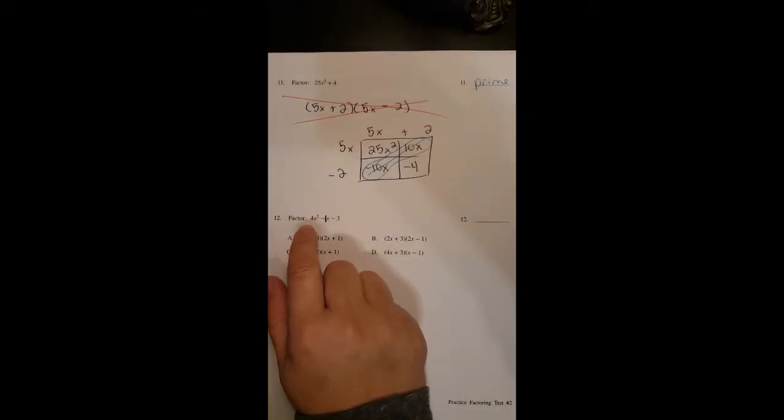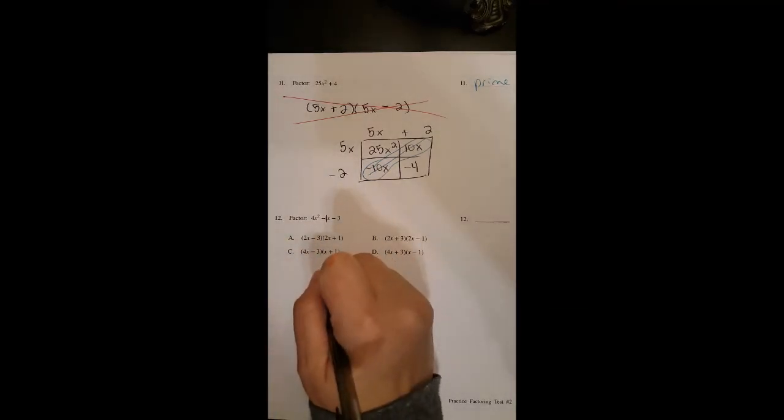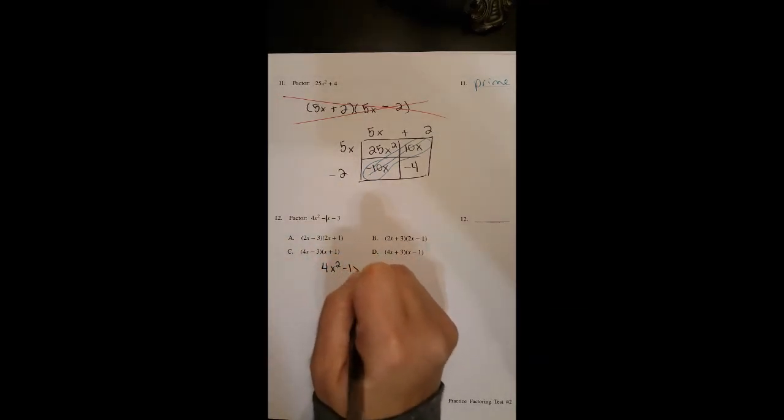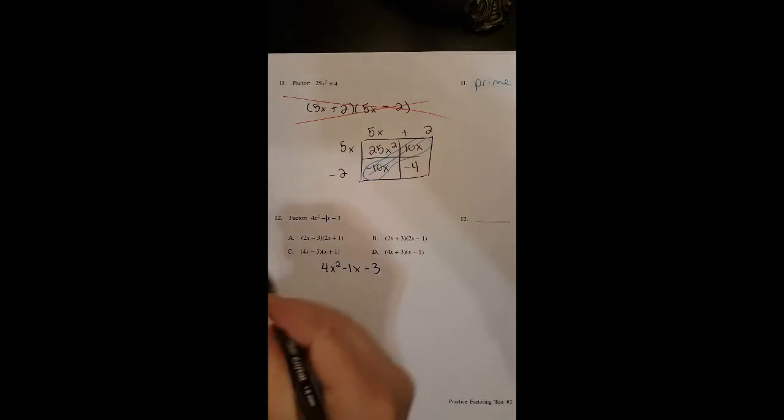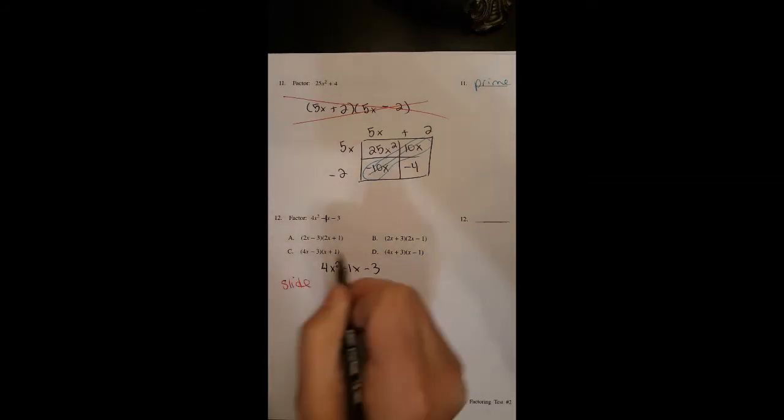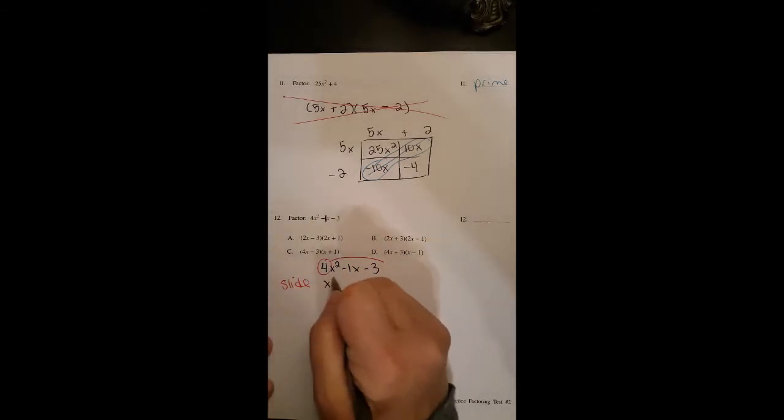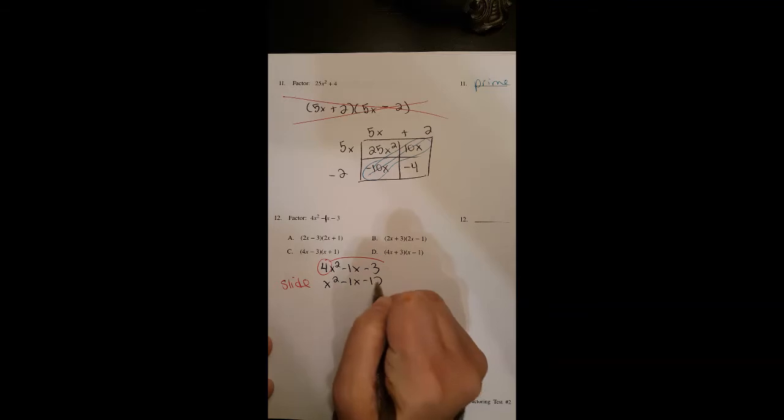All right, in problem number 12, we have 4x squared minus, and this is really a 1x, minus 3. So there's no GCF for 4, 1, and 3. And since our a value, the value in front of our x squared, our leading coefficient, is bigger than 1, we're going to be using our slide and divide here. So our first step here is to slide. We need to multiply the 4 times that negative 3 there. And that gives us x squared minus 1x minus 12.